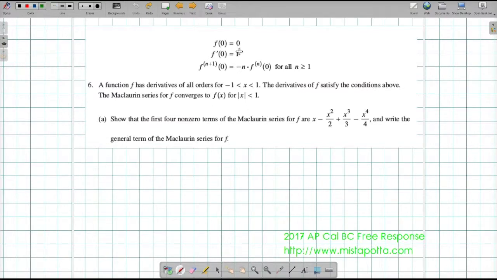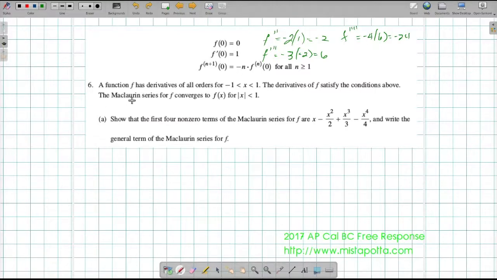So let's see. I know that f of 0 is 0, f prime of 0 is 1. If I want f double prime, that means n is 2. So this is -2 times 1, which is -2. If I want to find the third derivative, that means that n is 3, so this is -3 times my previous derivative, which is 6. And I can continue in this idea. The fourth derivative, n is 4, so this is -4 times 6, which is -24.